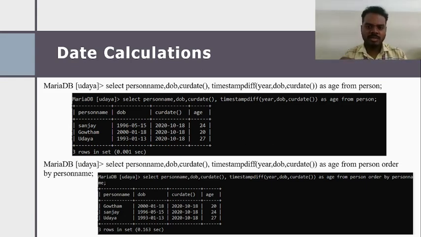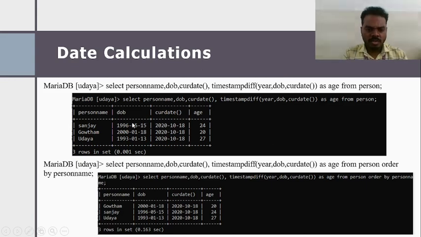Okay, it will show the current date, and the next step it will calculate the difference between one date and another. So year is the first parameter, date of birth the second, and current date the third. I'm going to calculate this with TIMESTAMPDIFF. The entire calculation will be stored in a column named age, from the person table.